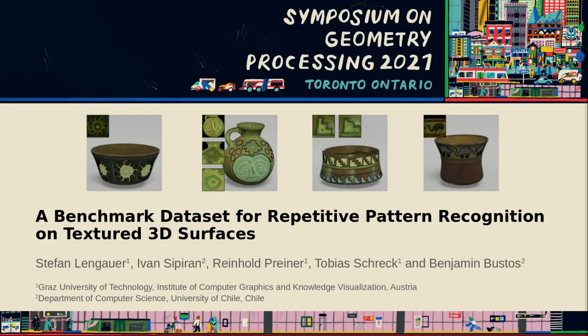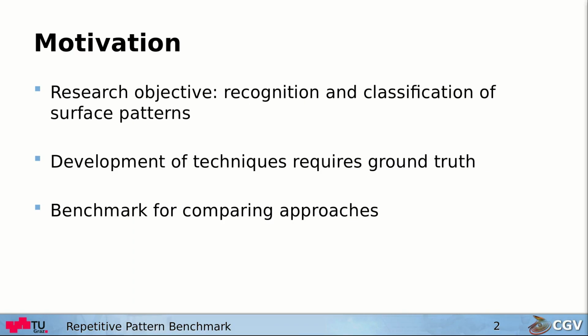Within our paper, a benchmark dataset for repetitive pattern recognition on textured 3D surfaces, we present an annotated dataset of ancient pottery artifacts. The surface paintings exhibit textual and geometric patterns of different complexity and different levels of repetitiveness. The recognition and classification of such surface patterns is an important research objective in the digital humanities.